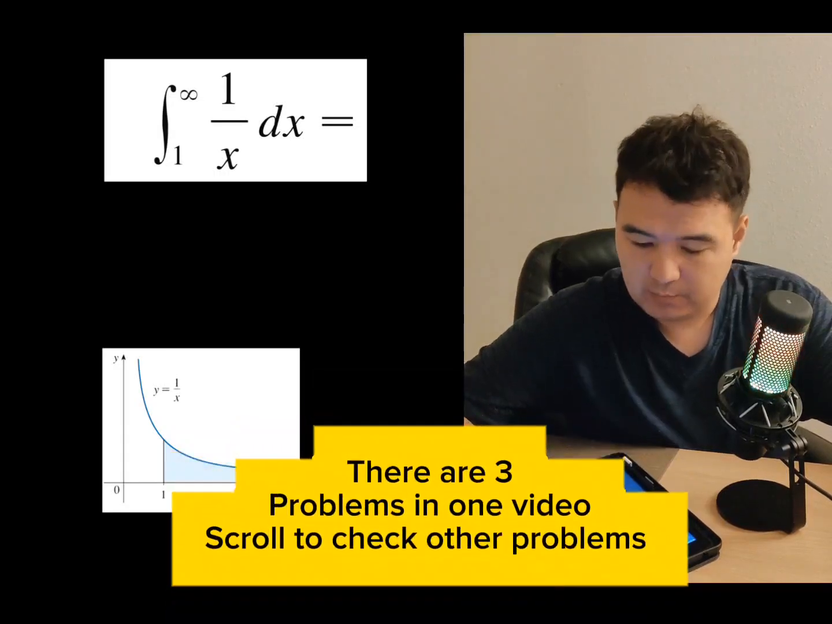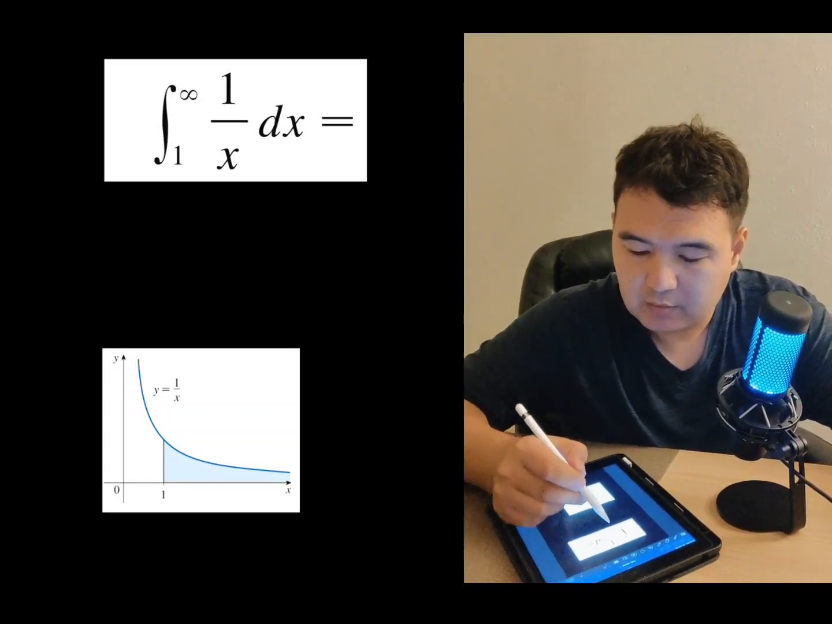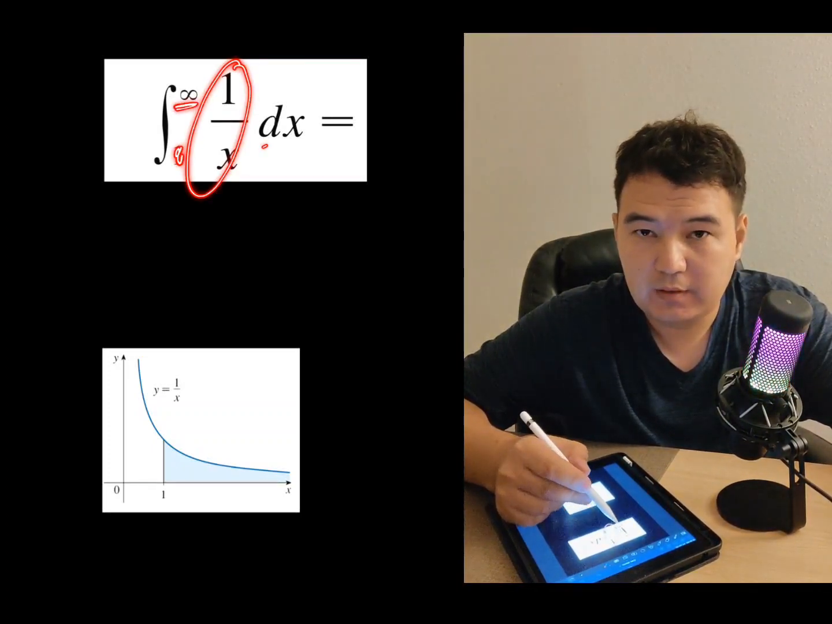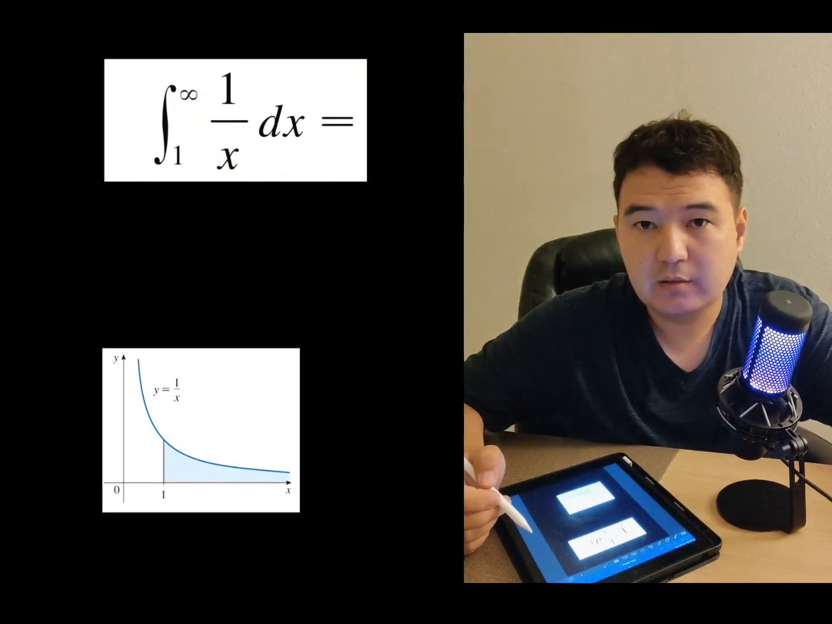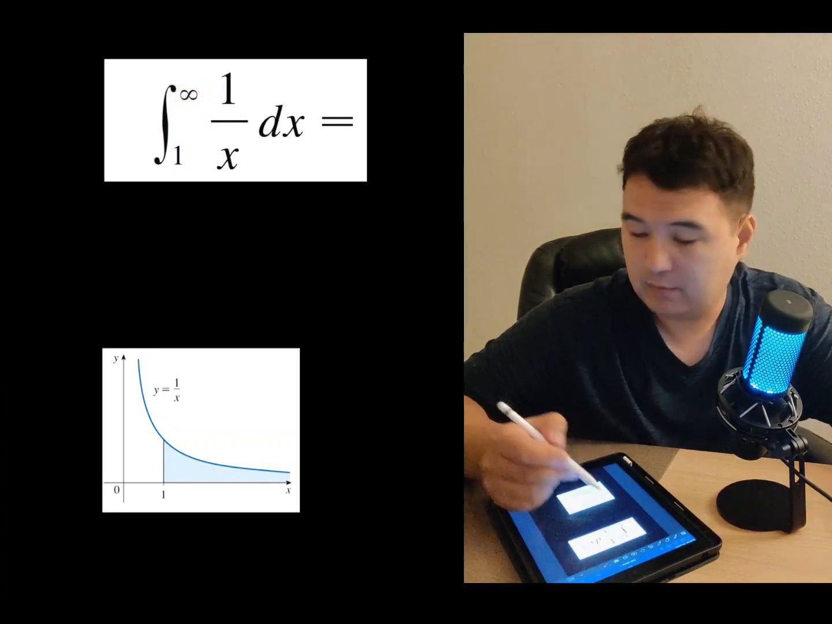Okay, let's solve the following improper integrals. First we have the integral of 1 over x from 1 to infinity. That's a very easy integral in fact, but this infinity makes it a little bit difficult.